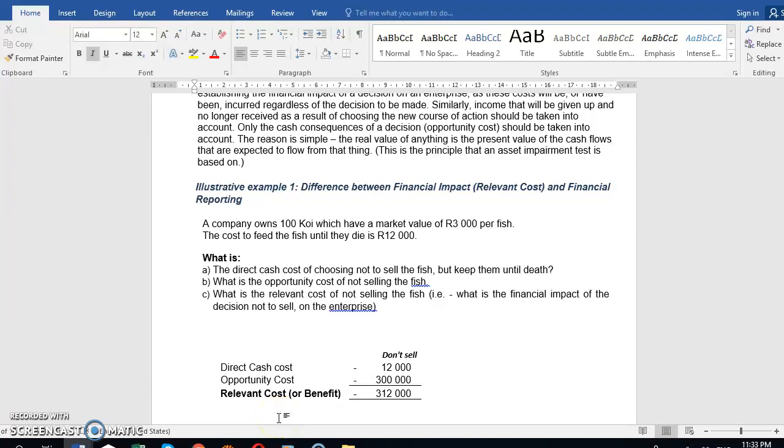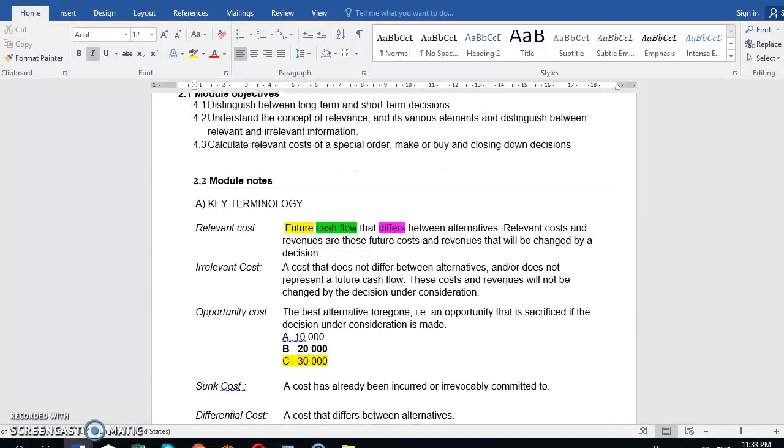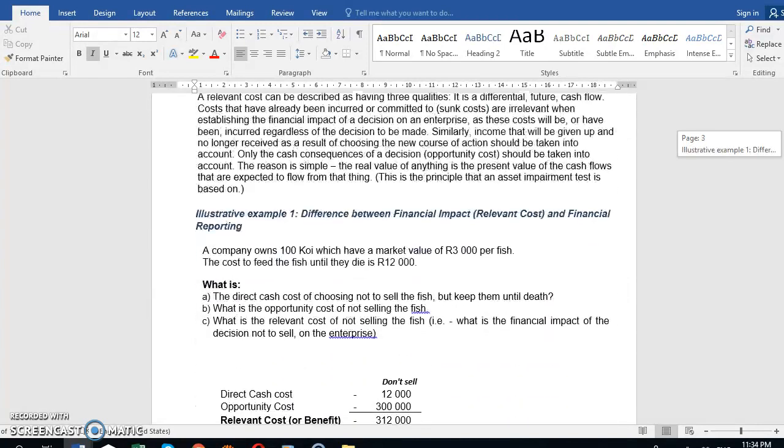Alright guys, so welcome back. So now that we've learned those very important definitions, relevant cost, opportunity cost, sunk cost, let's tackle the first class example.